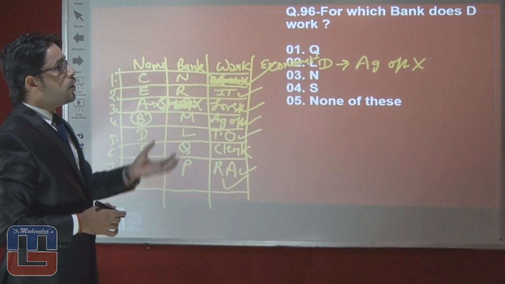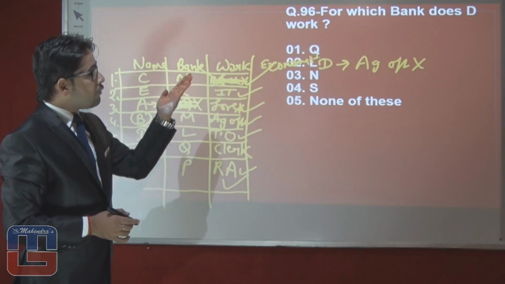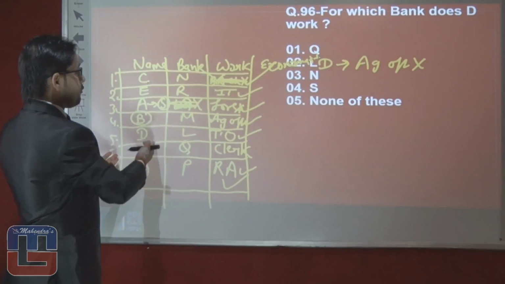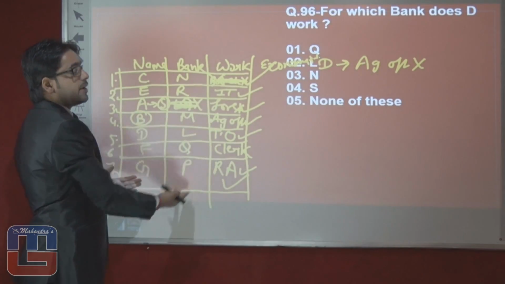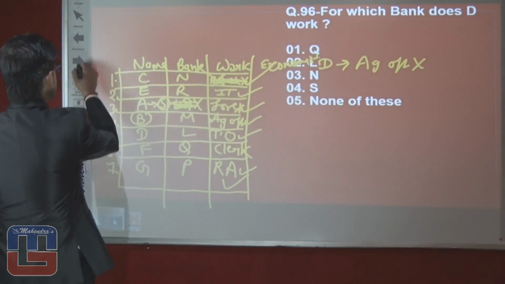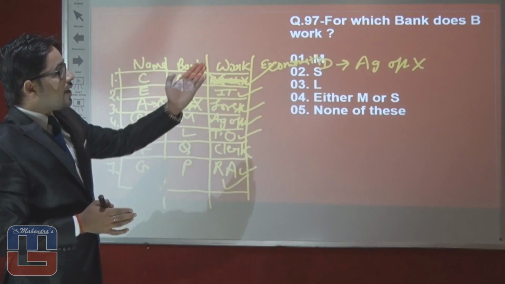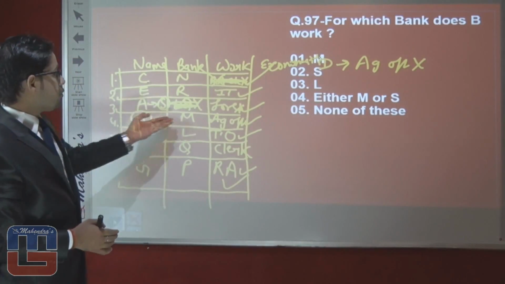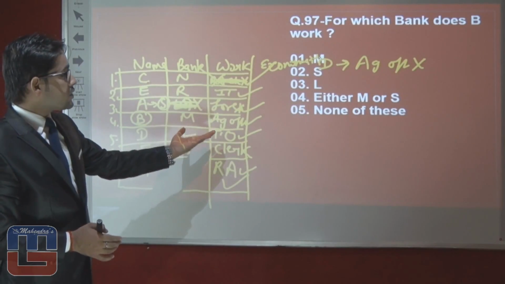And what is the next question? For which bank does D work? It is also easy. D works for bank L and as a terminal operator. So this is again a simple task for us. The next question, the last question, asks for which bank does B work? We can easily say that B works for bank M as an agriculture officer.